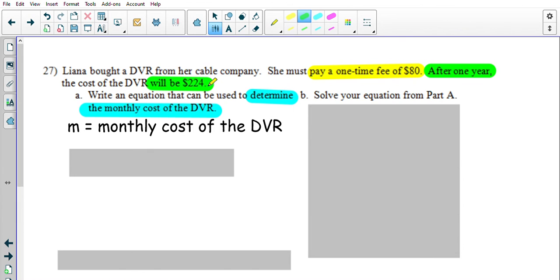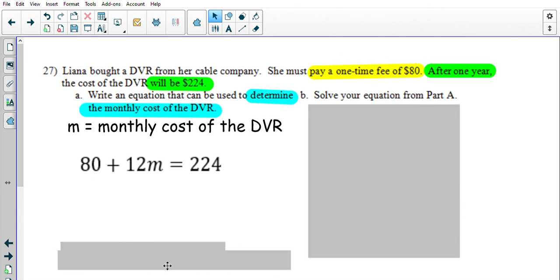We also don't have a number here that's missing for us. We know M represents the monthly cost of the DVR, and we're talking about the total cost after 1 year. Well, I've already said that 1 year is 12 months. So if M is the monthly cost, we need to multiply that by 12 for the 1 year period, or 12-month period. Add on your one-time fee of $80 and set that equal to 224. So this one's a step harder than the last couple because the number 12 isn't given to you in the problem. But if we're talking about a 1 year period and M represents the monthly cost, well, that's 12 months. So take 12 times the monthly cost M, add on the one-time fee of $80.